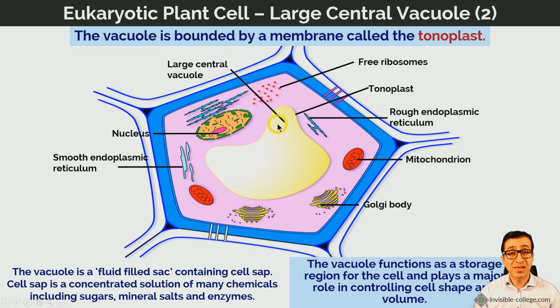And this is why when the plant is deprived of water and doesn't have sufficient water in the central vacuole, that pressure between adjacent cells is reduced, and this causes parts of the plant's structure, such as the stem, to wilt.